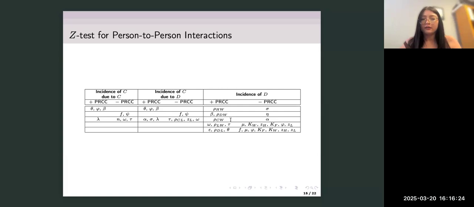And then to point out one more parameter on the incidence of C due to C and due to D, phi is one of the topmost parameters on the positive PRCC side, and phi is our disease rate going from C to D. And so as that disease rate increases, so does the incidence.